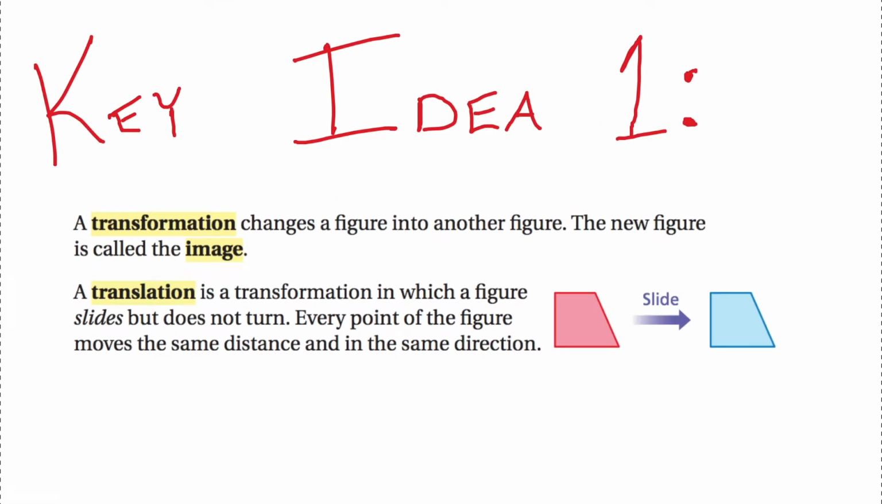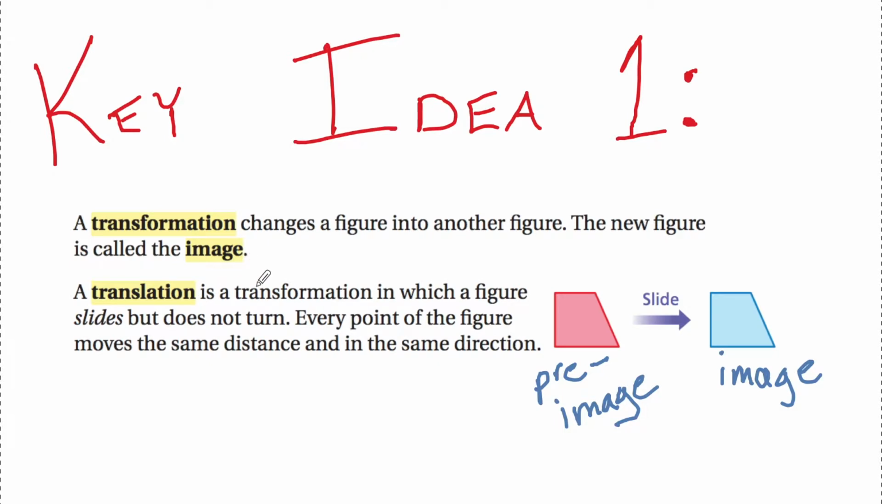So our first key idea today is that a transformation changes a figure into another figure. The new figure is called the image. So right here, we would start with the red figure. That's the one we start with. We'll slide it to the right, and that new figure is called our image. So we'll say that this would be the image. We could also call this the pre-image, the one we start with, which makes sense because pre means before.